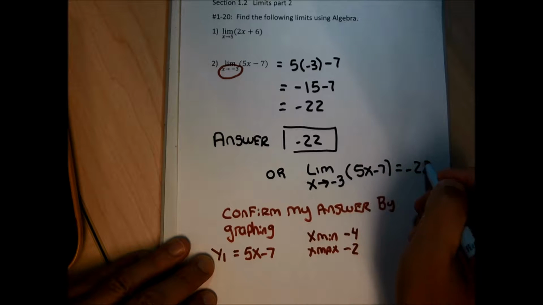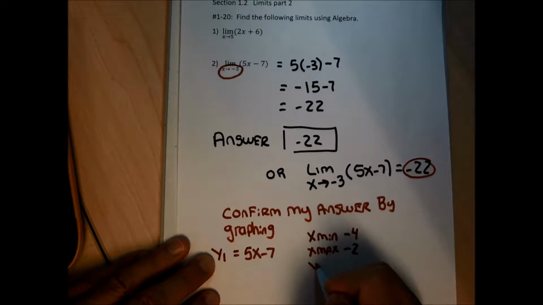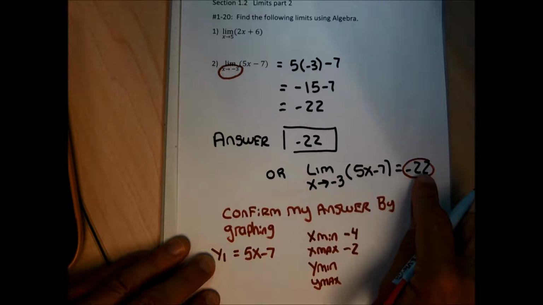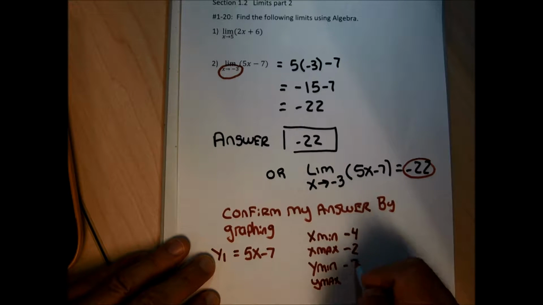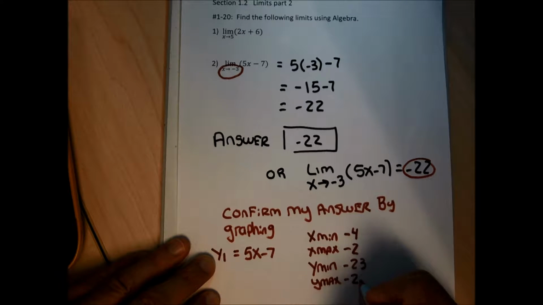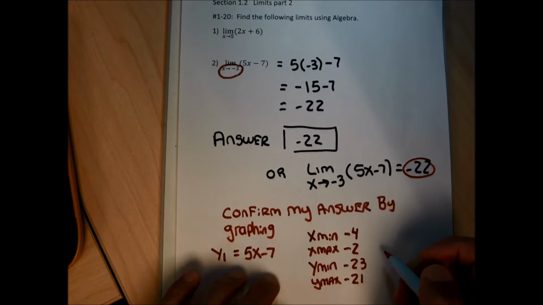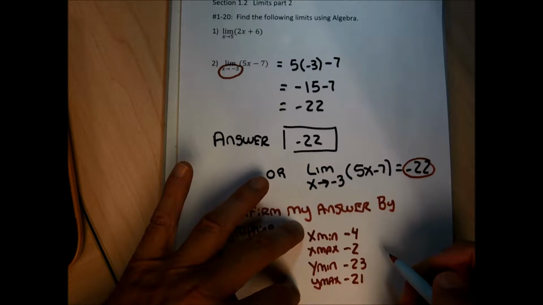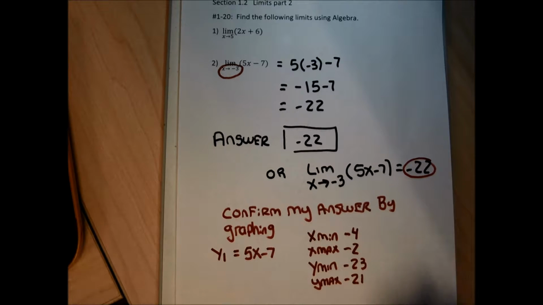My y's need to capture what the limit is. If my limit is correct here, if I set my y-min and my y-max to cover negative 22, I should be able to see the limit clearly when I see the graph. So I'm going to make my y-min something less than negative 22, like maybe negative 23, and my y-max something bigger than negative 22, say maybe negative 21. If I graph this function with this window, I will be able to use the trace feature on my calculator to find the limit.